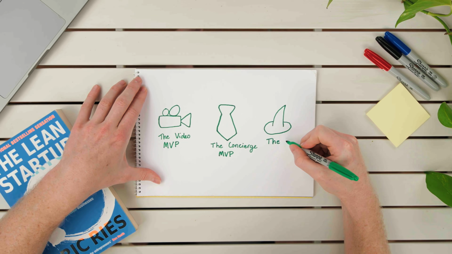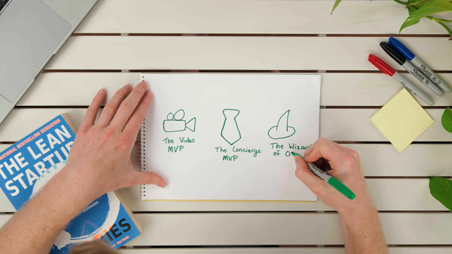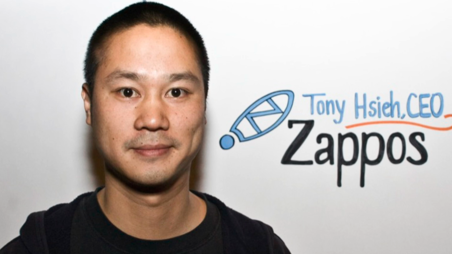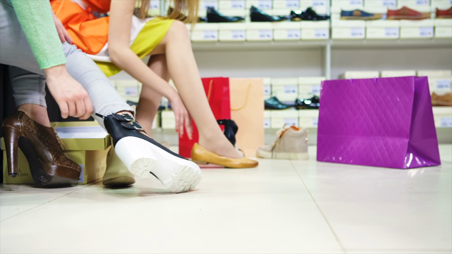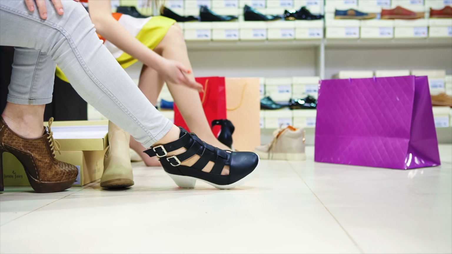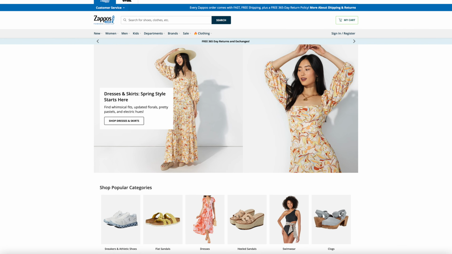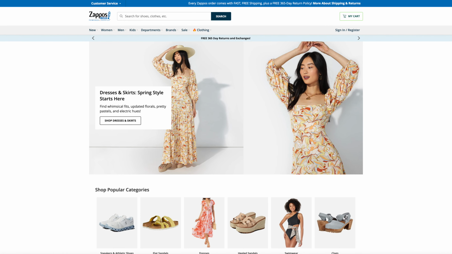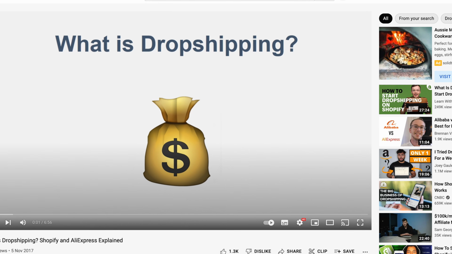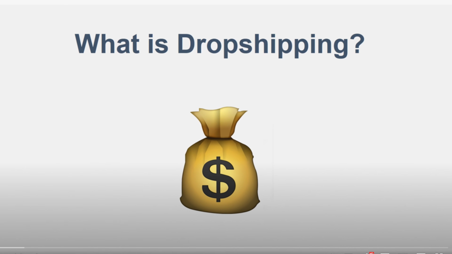Another form of MVP is referred to as the Wizard of Oz MVP. This is exactly what the founder of Zappos did. Before anyone thought that it was possible to sell shoes online because you needed to try them on, he decided to test the idea. What he did was basically set up a website and not buy any shoes. As soon as he sold one, he would race to the retailer, buy it, and deliver it. This is basically what dropshipping is. You only need to pay for the stock when someone buys it.